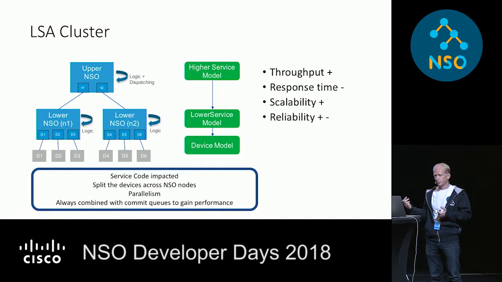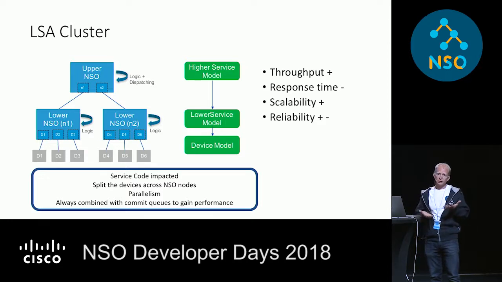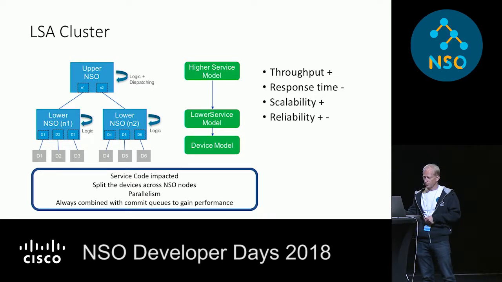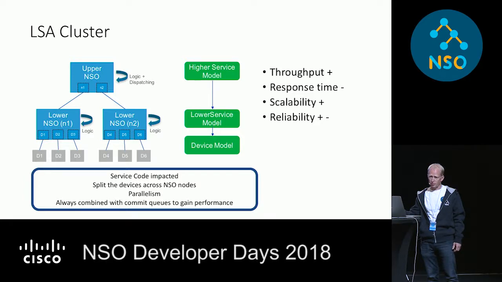You still get, in most cases, worse response time than having a single node. If you have a single node, that is in most cases what gives you the best performance, especially if you don't have a huge device network. But this gives you better scalability, and reliability is not really impacted in an interesting way. You could argue that it gets better, but also worse. You have more points of failure, but you have, as I'll get to, a better situation because you can upgrade the system in an easier way.